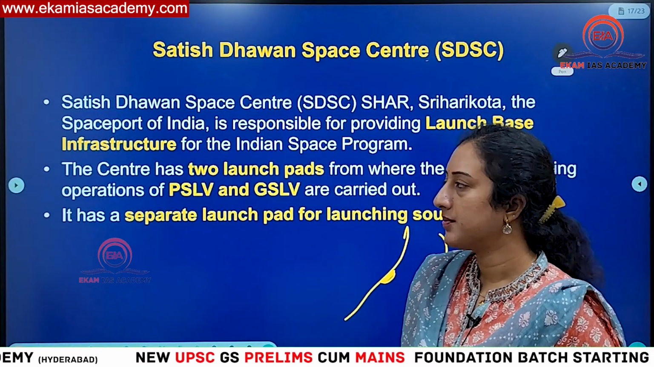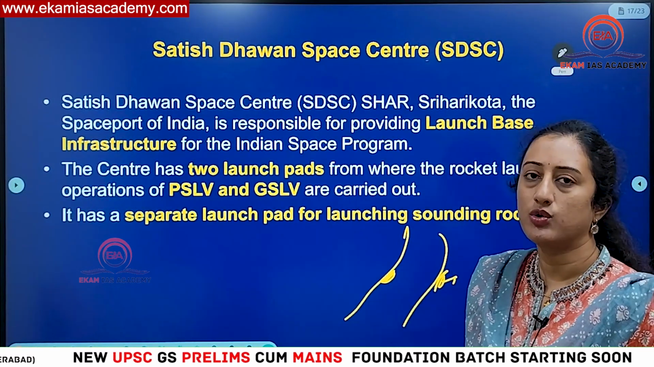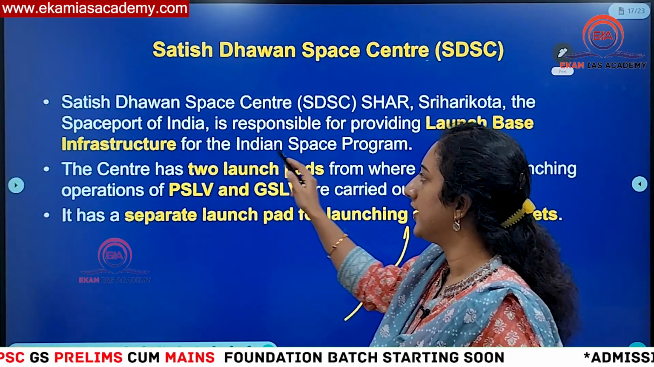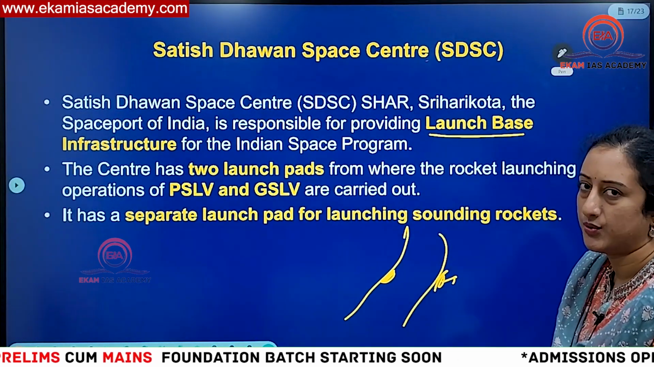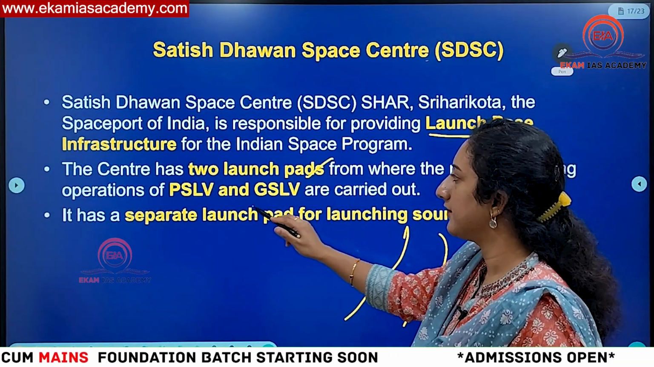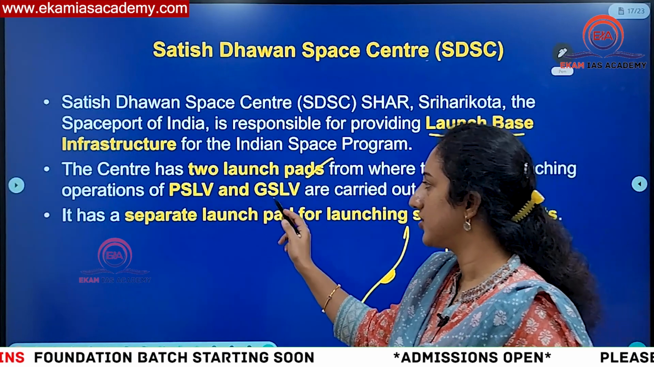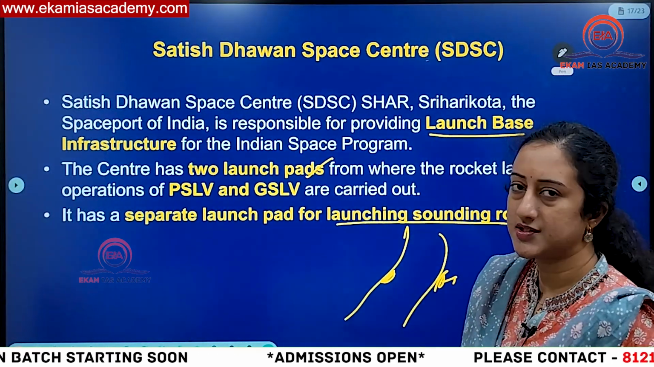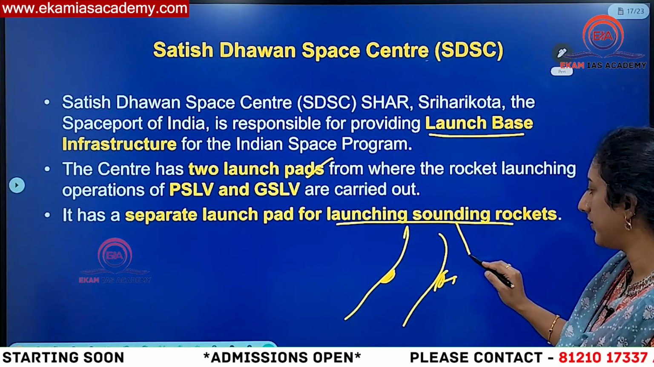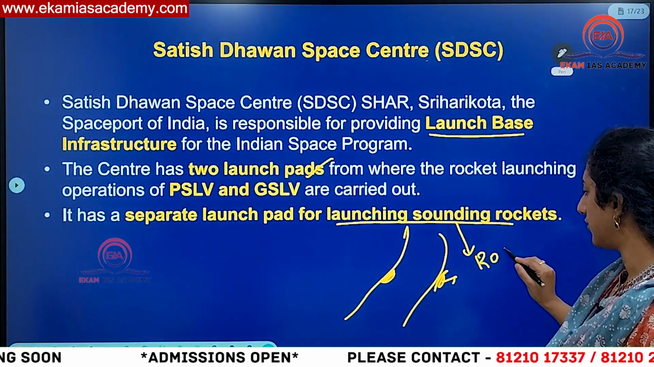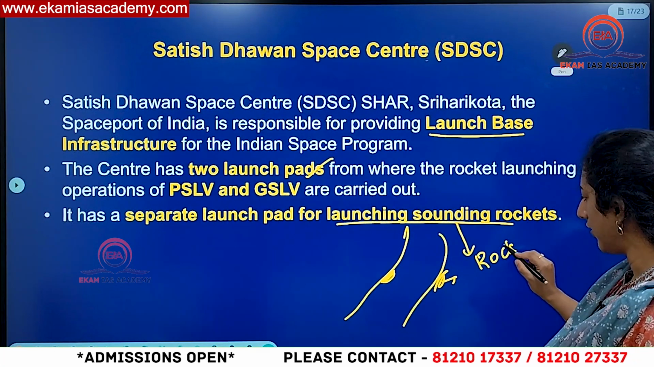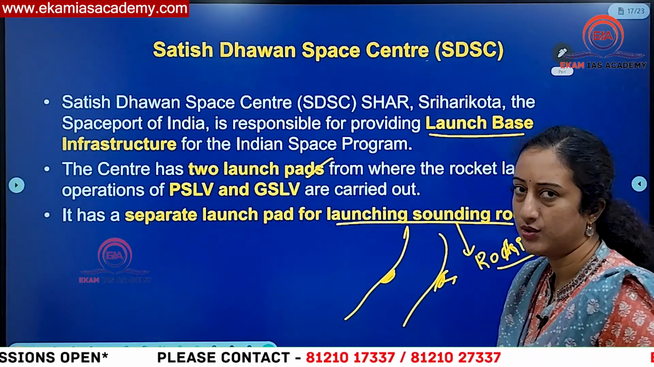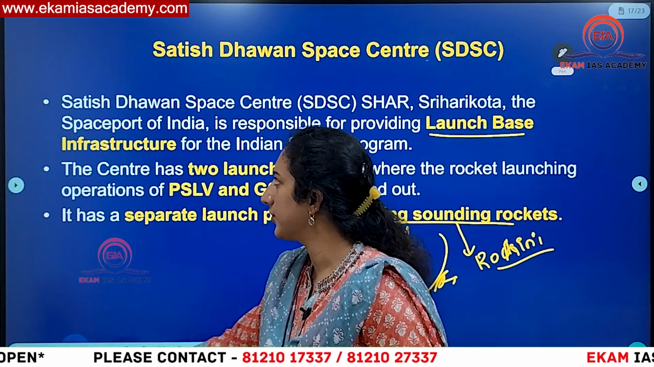Chilka is also a lagoon. In the same way, Sriharikota is also based on a lagoon. So this is what you have to know from geography. And this is the launch pad of ISRO. So we have two types of launch pads. Mainly one is used for PSLV and GSLV launches, and a separate launch pad is there for launching sounding rockets. If you remember, in ISRO there is a sounding rocket called Rohini. Rohini series of sounding rockets have already been launched by ISRO. So this is another thing you have to keep in mind.